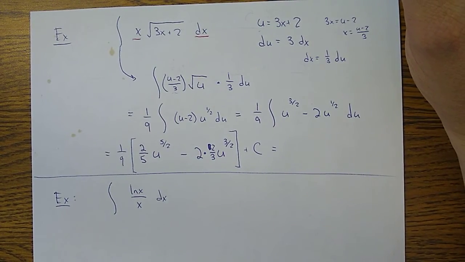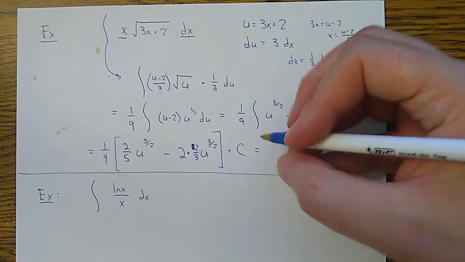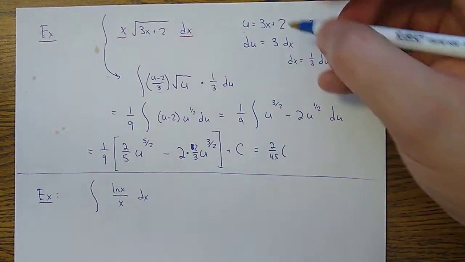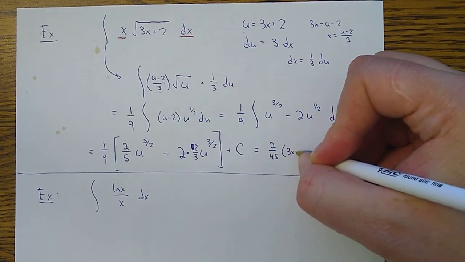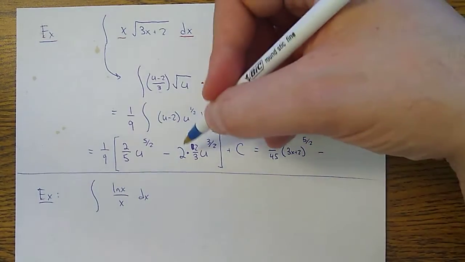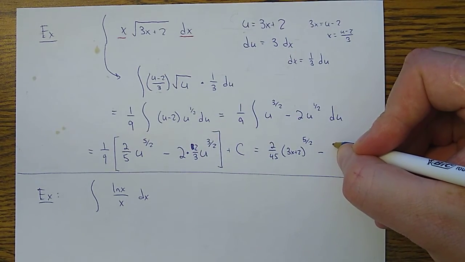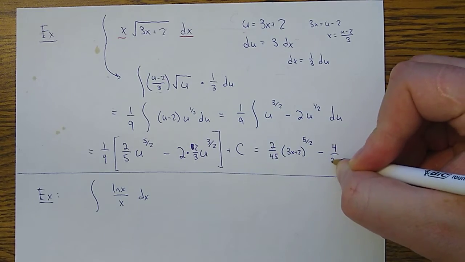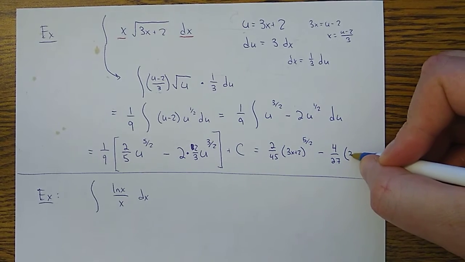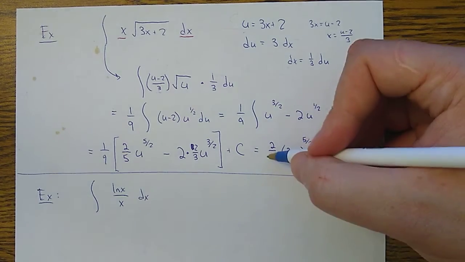And then finally, let me clean this up a little bit and put my final answer in terms of x. Okay, 1/9 times 2/5 would be 2/45. u to the 5/2 would be 3x plus 2 to the 5/2. This would be 1/9 times 4/3, which is 4/27. And then it would be u to the 3/2, which is 3x plus 2 to the 3/2 plus c.